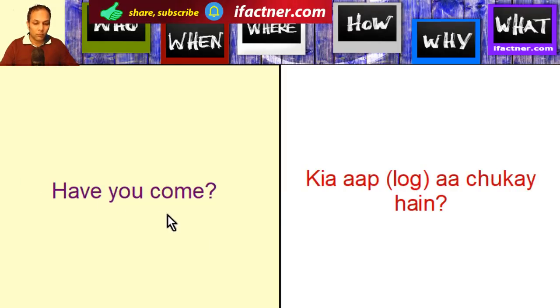Have you come? क्या आप आ चुके हैं? And क्या आप लोग, you people? क्या with हैं means have, आप, you, लोग, people, आना is to come, आ चुके, come. क्या आप लोग आ चुके हैं?